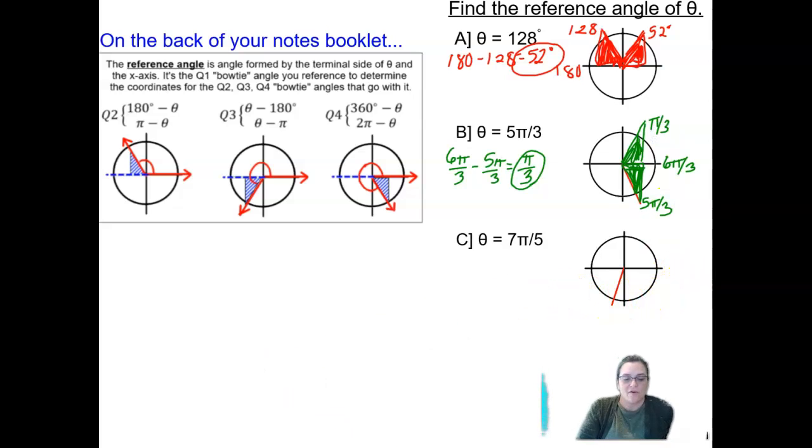Okay, 7 pi over 5. So half the circle would be 5 pi over 5. I'm going to 7 pi over 5 to get to the terminal side. And that's a difference of 2 pi over 5. And so this would be a 2 pi over 5 reference angle.